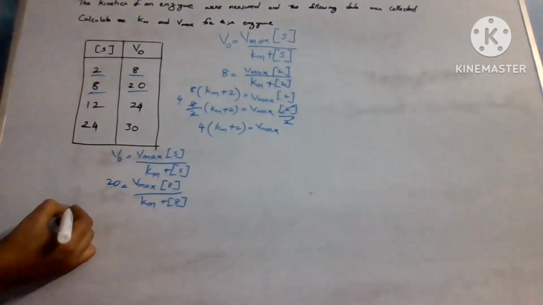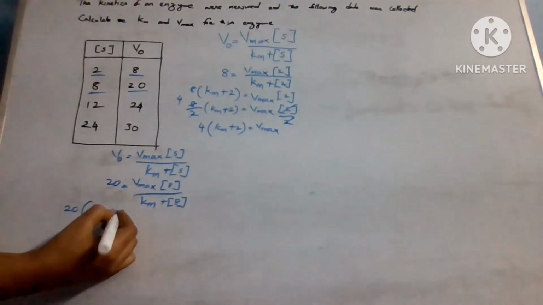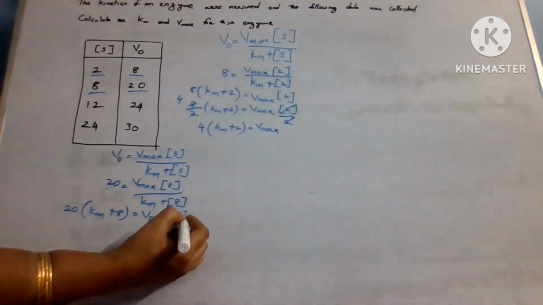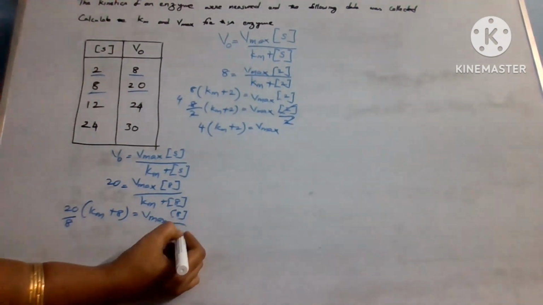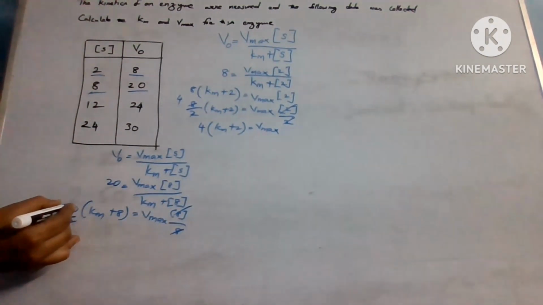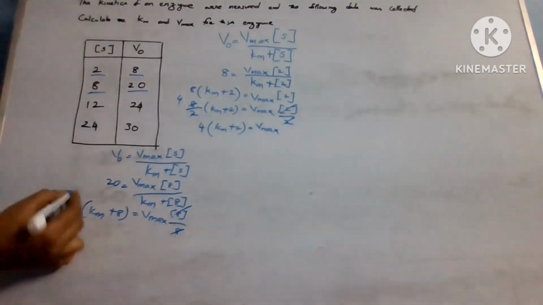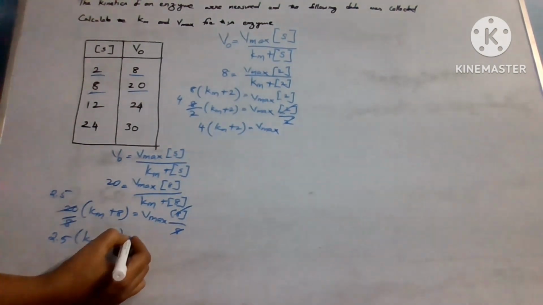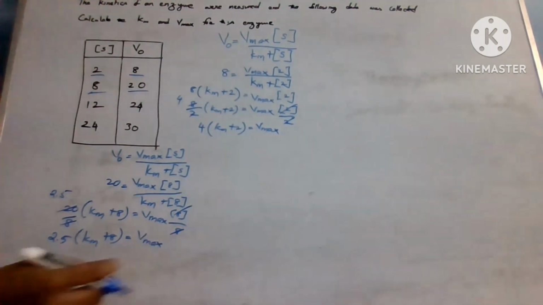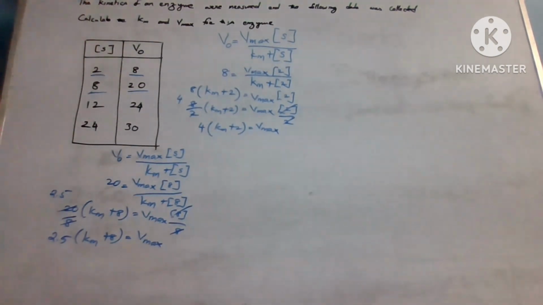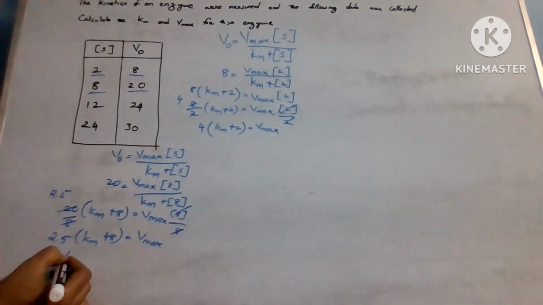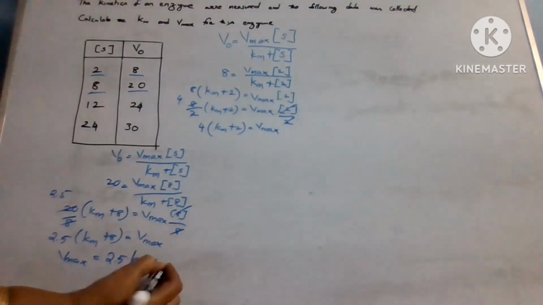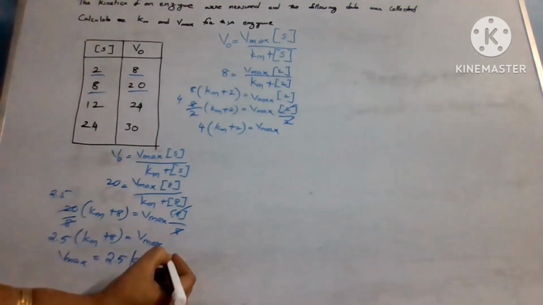Same substrate concentration is 8. Now bring that Km plus 8 towards the left side. 20 into Km plus 8 is equal to Vmax 8. Now to cancel out 8, we need to divide both sides by 8. When you divide 20 by 8, you will get 2.5. So 2.5 into Km plus 8 is equal to Vmax. Okay, 2.5 into Km is equal to 2.5 Km, and 2.5 into 8 will become 20.